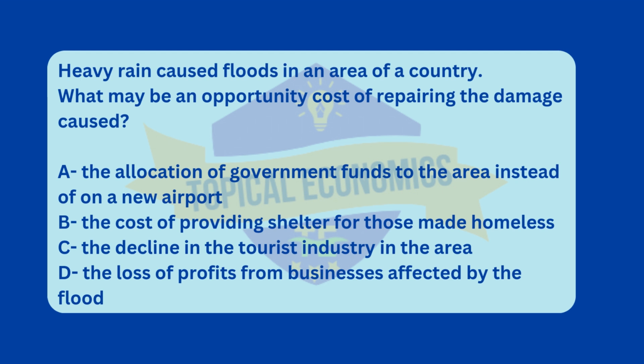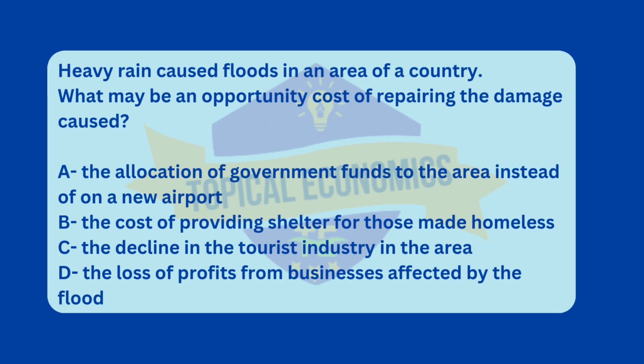Moving to the 17th question. Heavy rain caused floods in an area of a country. What may be an opportunity cost of repairing the damage caused? A. The allocation of government funds to the area instead of on a new airport. B. The cost of providing shelter for those made homeless. C. The decline in the tourist industry in the area. D. The loss of profits from businesses affected by the flood. This question is from year 2017 May-June version 2 paper.